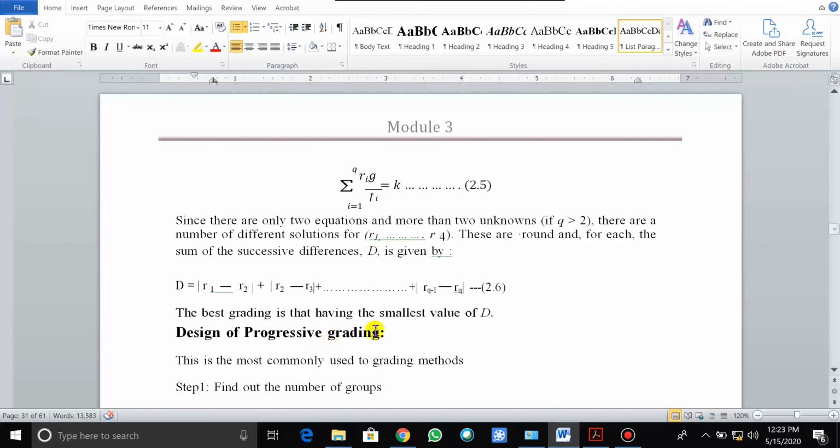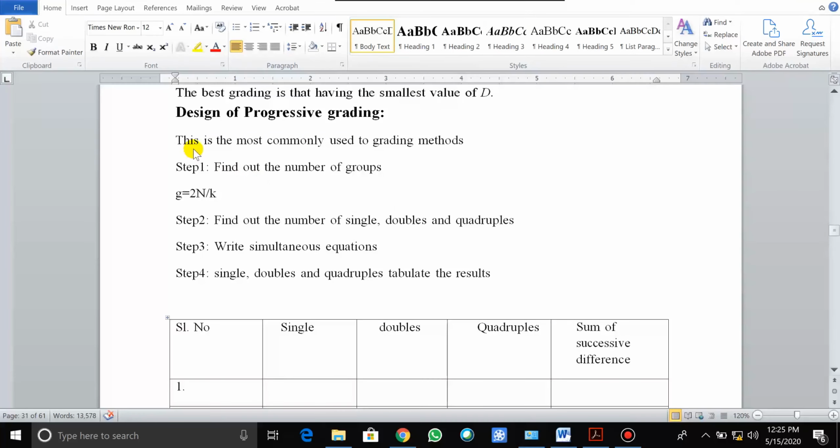Okay. Next topic is design of progressive grading. How are we going to design the progressive grading? This is the most commonly used method to grade. So we have some steps for designing a progressive grading.